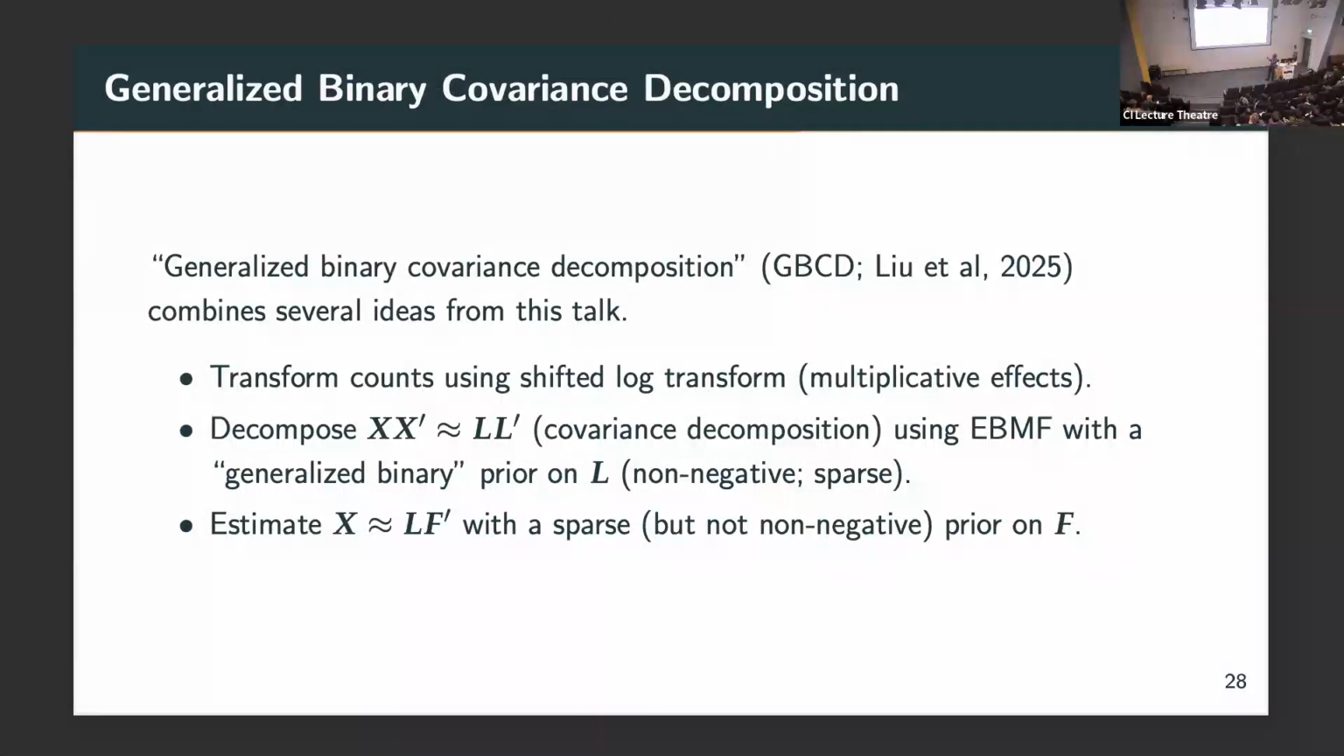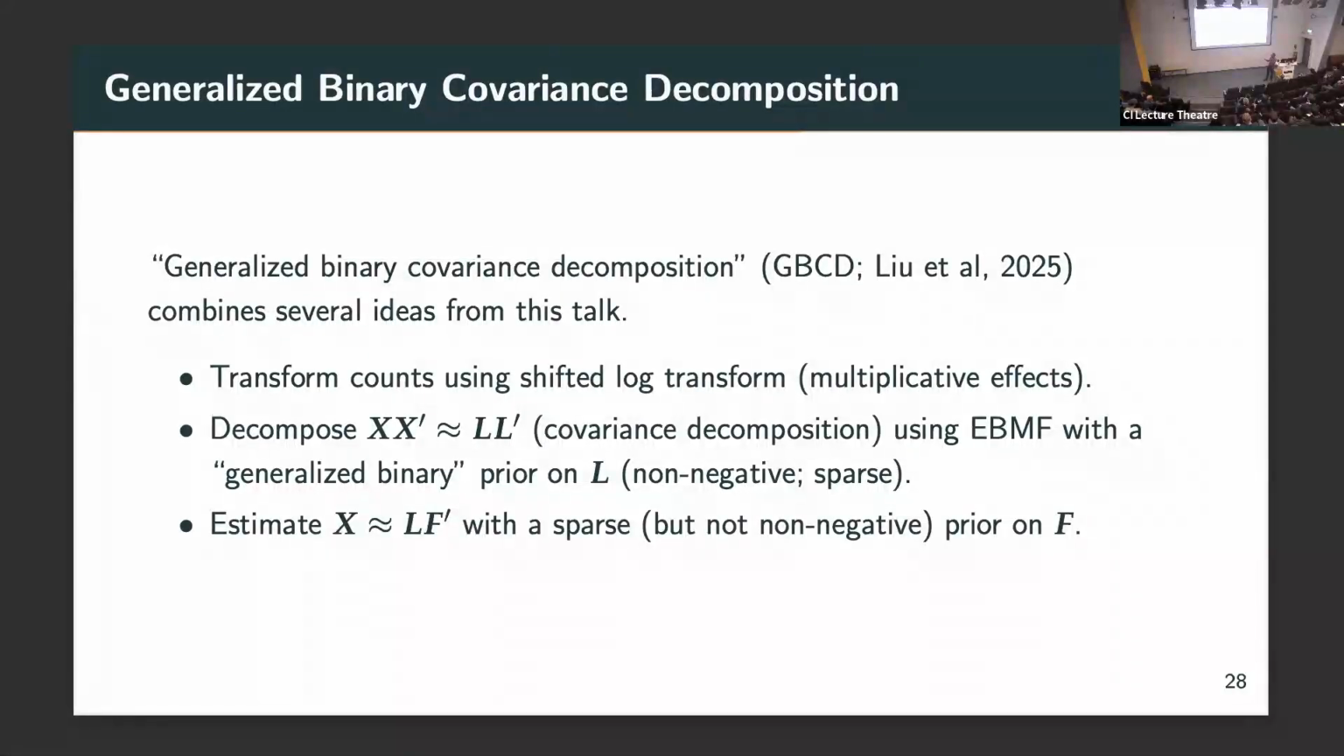So the method we use, which we call generalized binary covariance decomposition, combines several ideas that I've mentioned today. We transform the counts using the shifted log transform. Although we have this Poisson model with a link function now, we didn't have that when we did this work. And in any case, we don't have the Bayesian framework for fitting that model yet. We just did those by maximum likelihood. That model's a lot harder to fit still than the Gaussian model. So we still use this transformation followed by a Gaussian model a lot, and we probably will continue to.